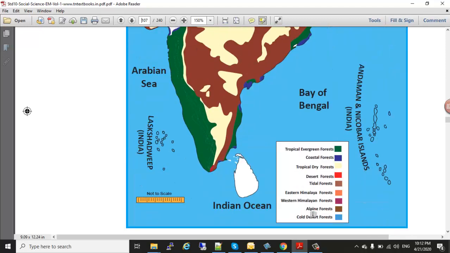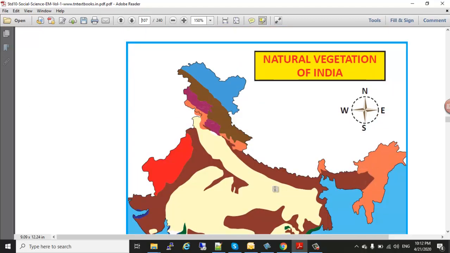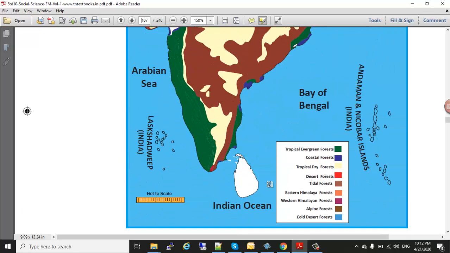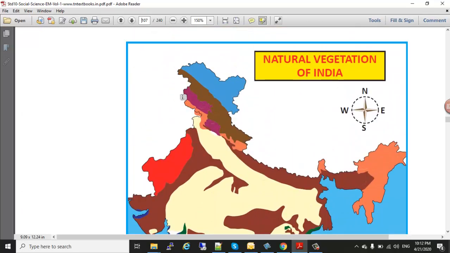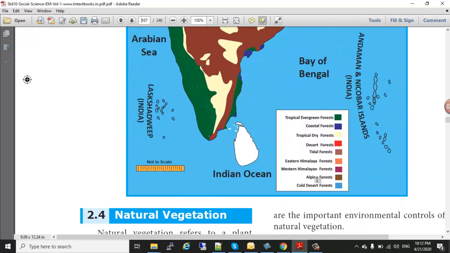And next is western Himalayan forest. West Himalayan forest, you can see this one, this violet color, west Himalayan forest. And next is alpine forest.